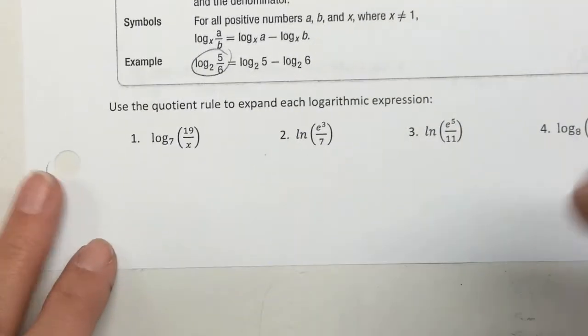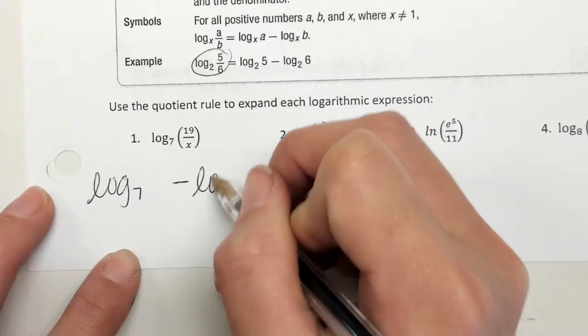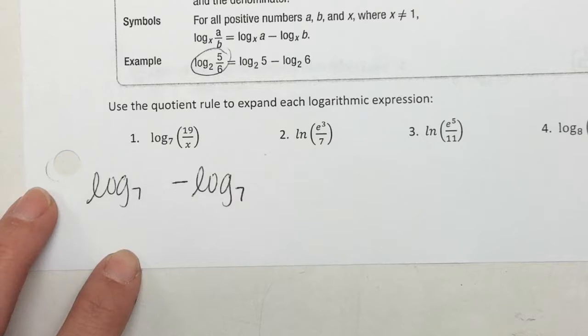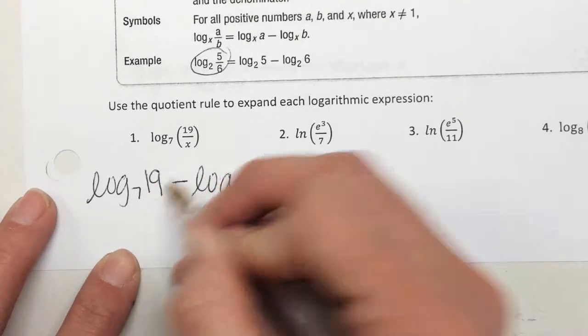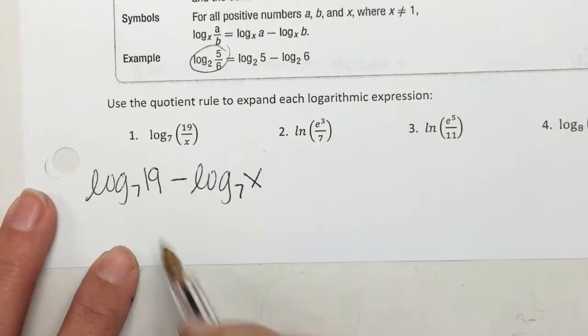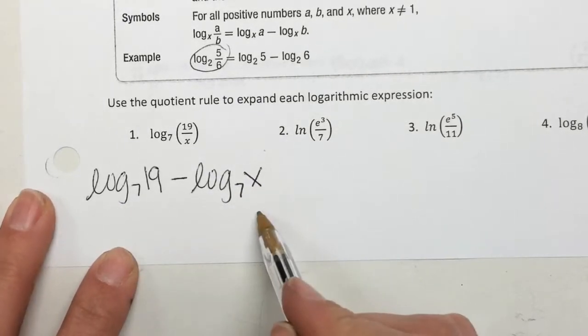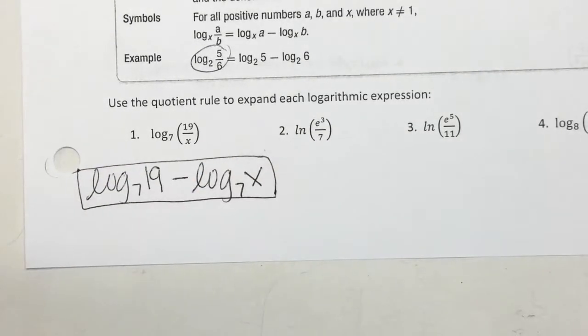Okay, so on this one, you know that the bases are not going to change. What's going to go right here? 19, and then minus log 7 of. Very good. Last thing, can we simplify either one of these? Nope. That's it. Questions about that one?